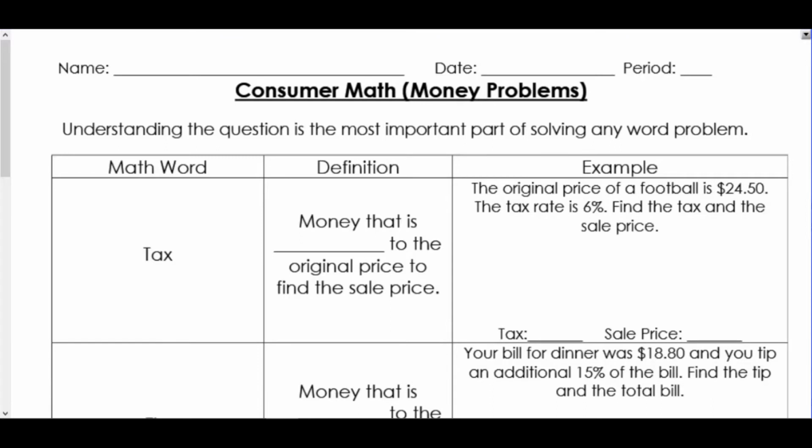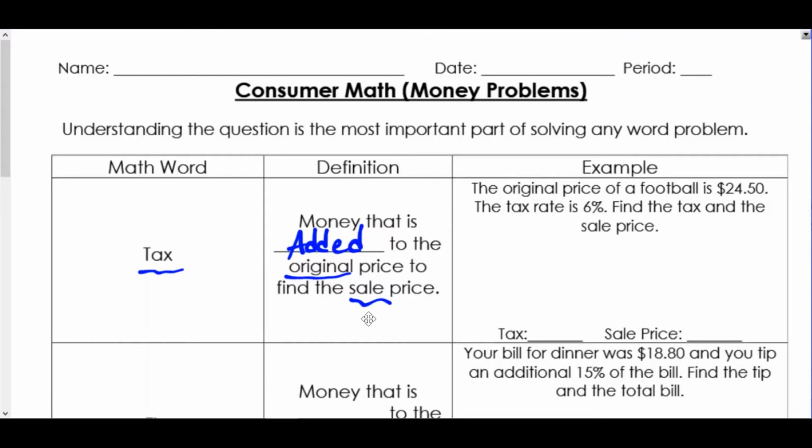So we are going to start with tax, which is basically the money that a state or federal government adds to a purchase to generate revenue. It is money that is added to an original price to find the sale price. So we're going to start out with an original price. We're going to add the tax and get us a sale price, the final price.